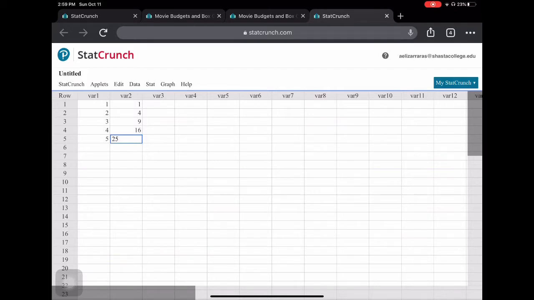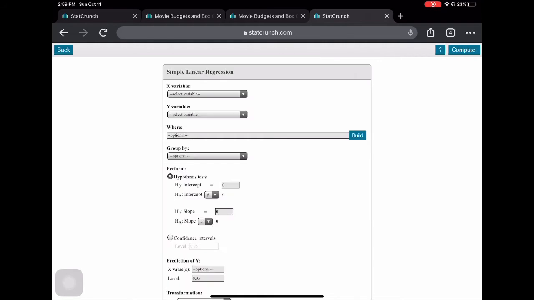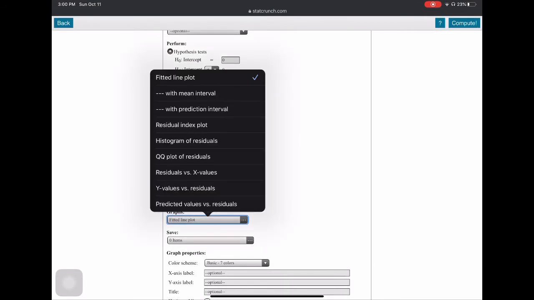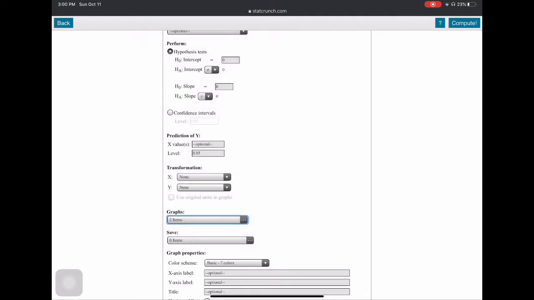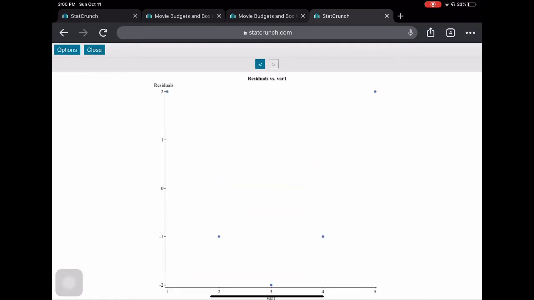What we're going to do is go to Stat, and you're going to do a regression, simple linear. But now, when we take our x variable and our y variable, we want to select a graph of residuals versus x values. So we're taking those residual calculations and plotting them against each x value. And when we compute, we get the scatter plot, but we also get a regression equation or a residual line. So we put those data in, and we want to know whether this is a good residual plot or not.